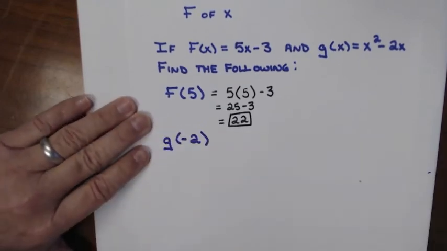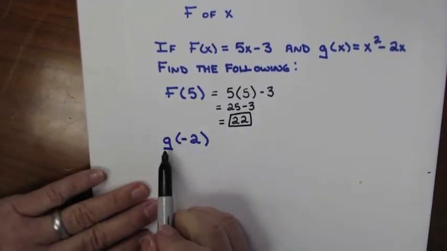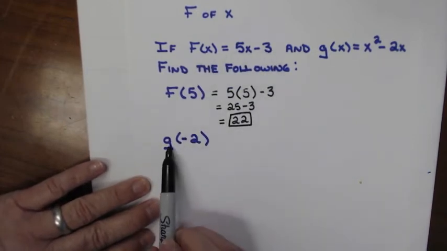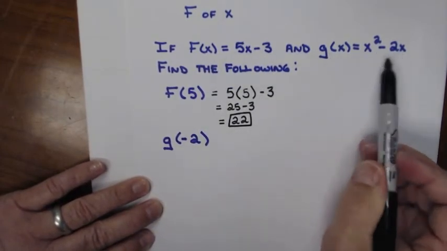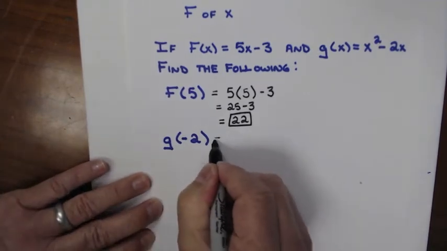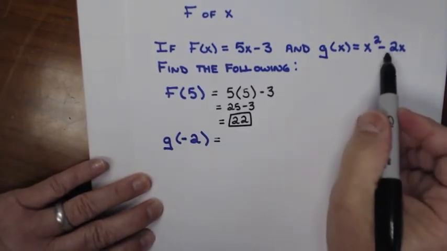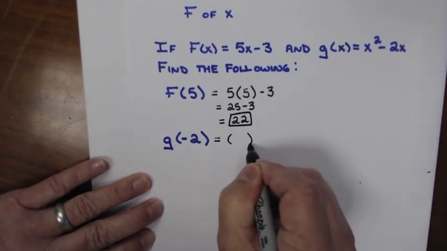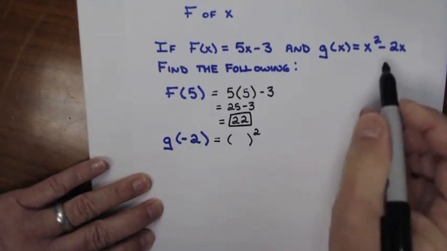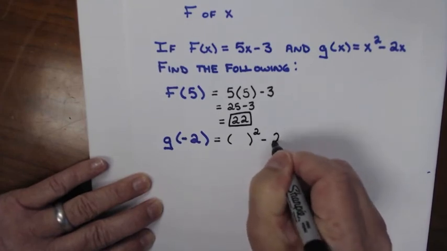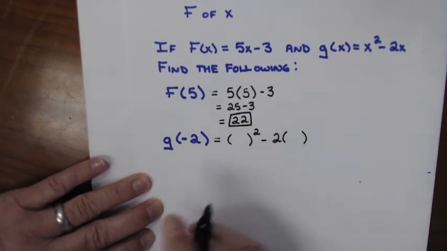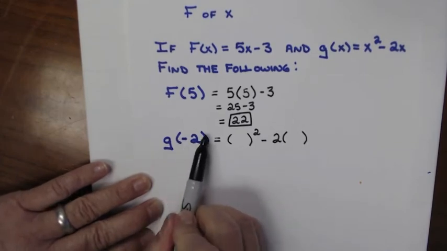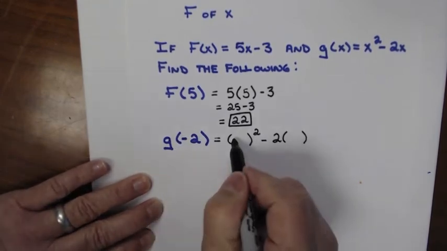The next one is g of negative 2. I'm not going to use this equation. This g tells me I need to use this one over here. What I'm going to do is rewrite this, and everywhere I see an x, I'm going to put parentheses. Parentheses, put an exponent of 2 on the outside of the parentheses, minus 2, put another open parentheses. And inside those parentheses, this is the number I'm supposed to put, negative 2.